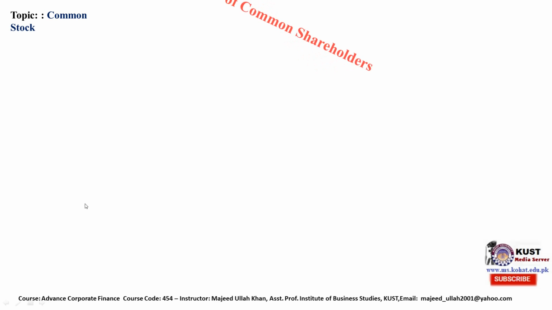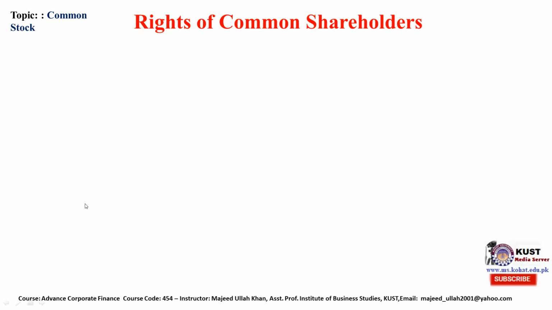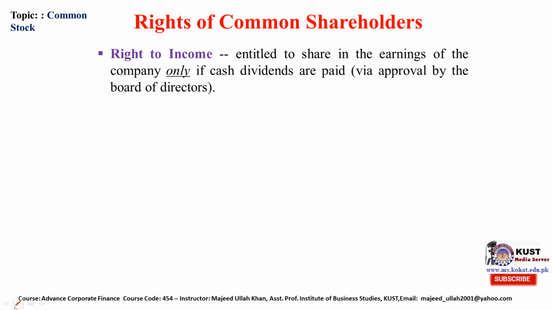Moving further, rights of common shareholders. What are the rights of common shareholders? We will discuss it. Right to income. A common shareholder is entitled to share in the earnings of the company only if cash dividends are paid via approval by the board of directors.